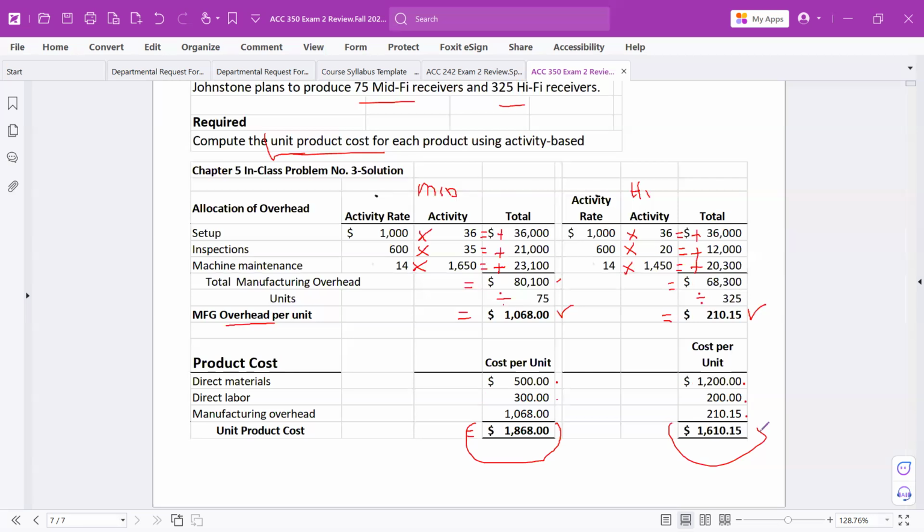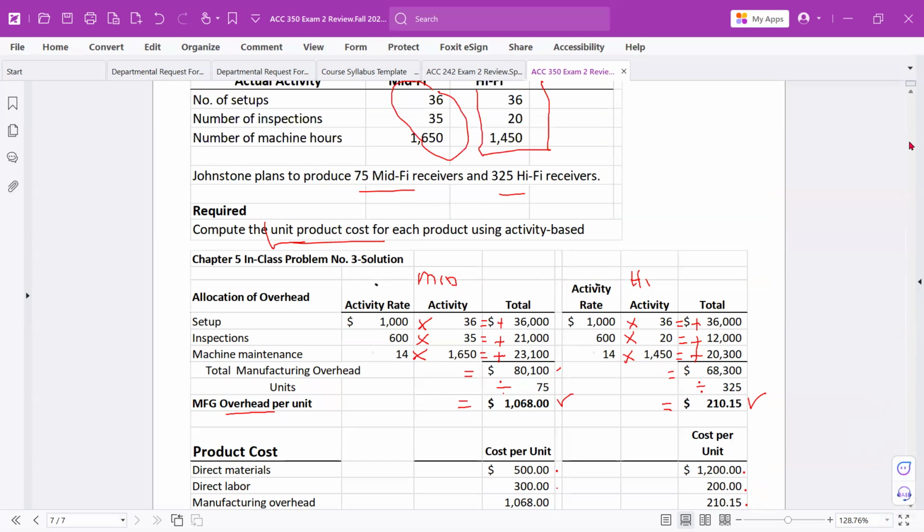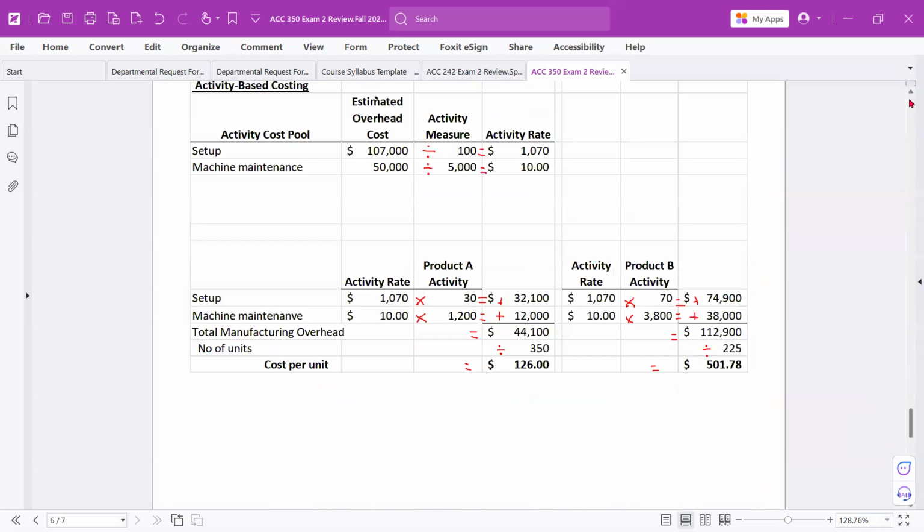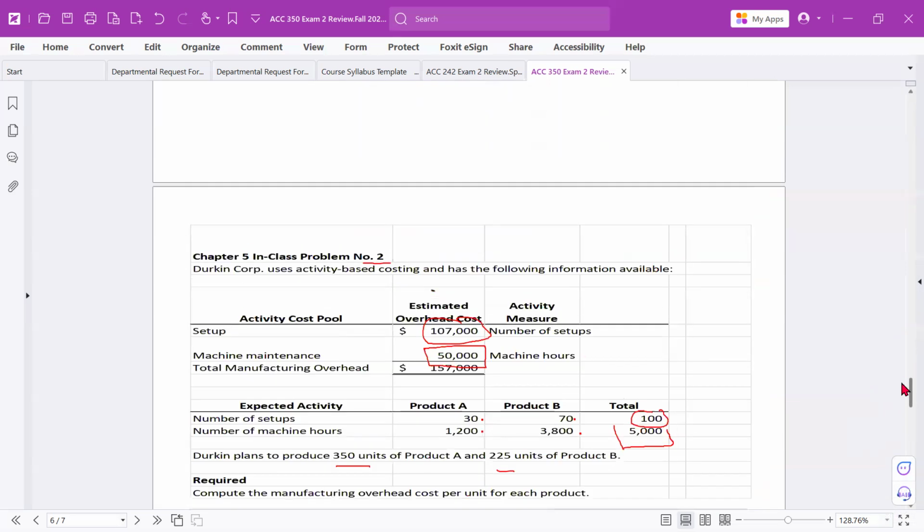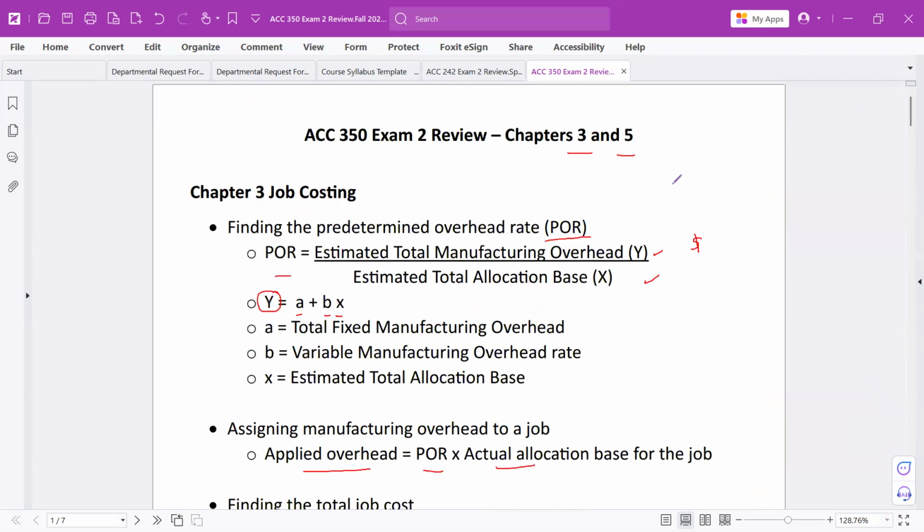So again, exam 2 will cover chapters 3 and 5, and there are 4 problems on the exam, and there's even coverage from chapters 3 and 5.